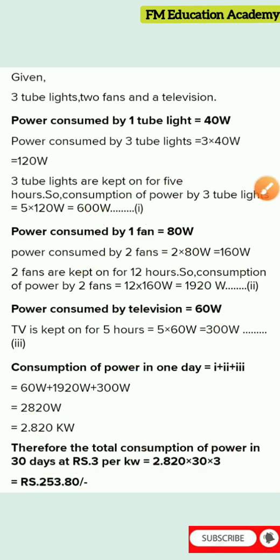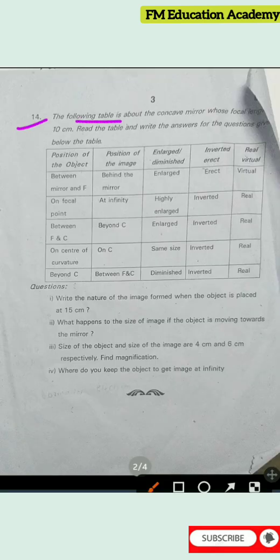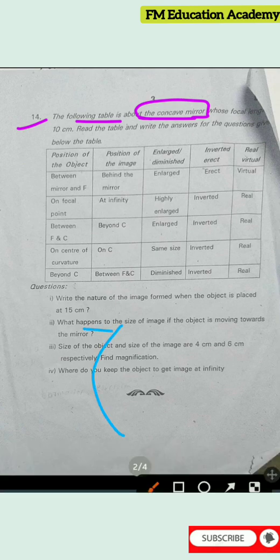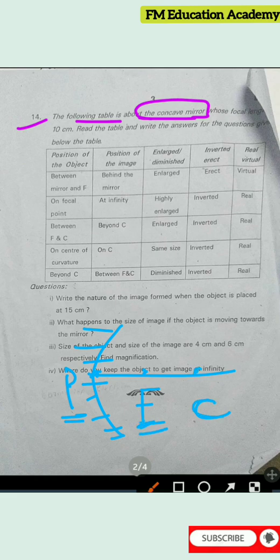It's very easy. The question is, the following table is about the concave mirror. Whenever such type of questions are given, actually they will be very easy, but you have to focus a lot on solving these questions. So underline the important points here. The important point is, which mirror is this? It is a concave mirror. Remember how a concave mirror will be? This is my concave mirror. This is P, this is F and this is C.